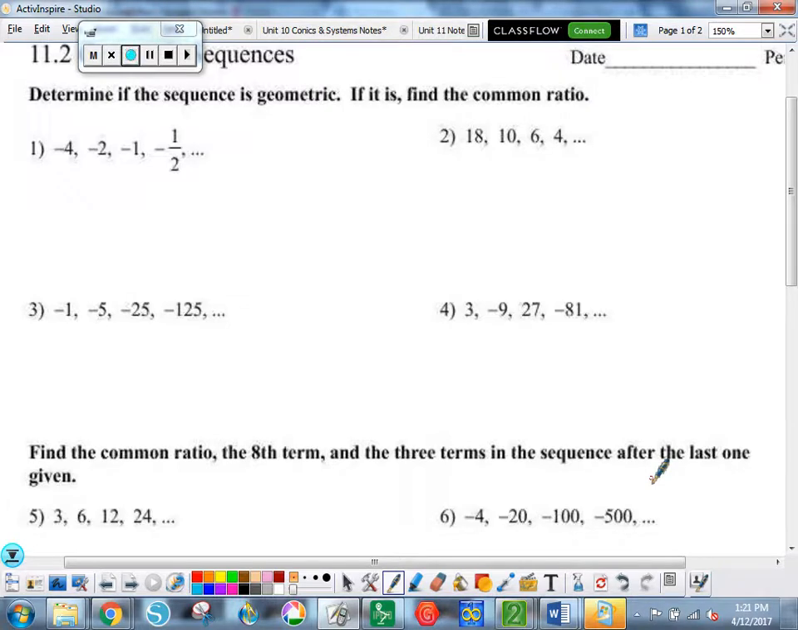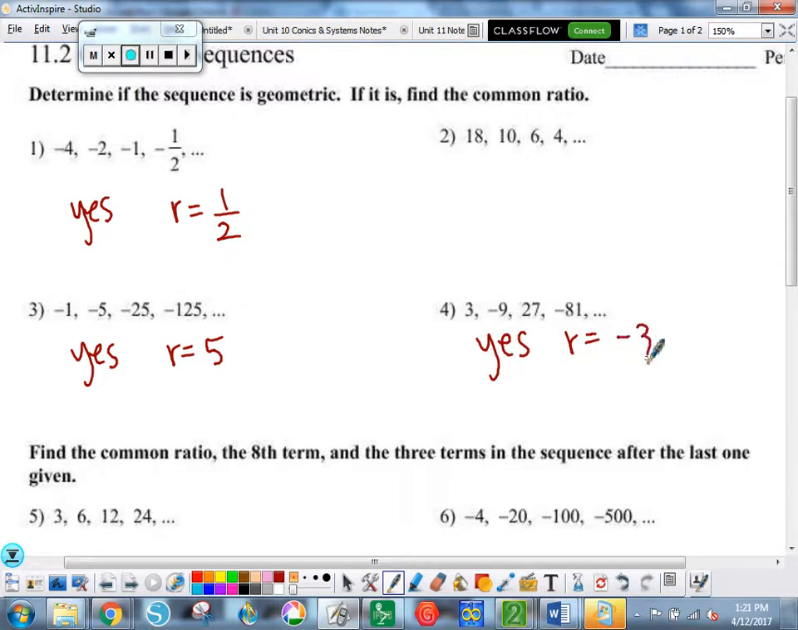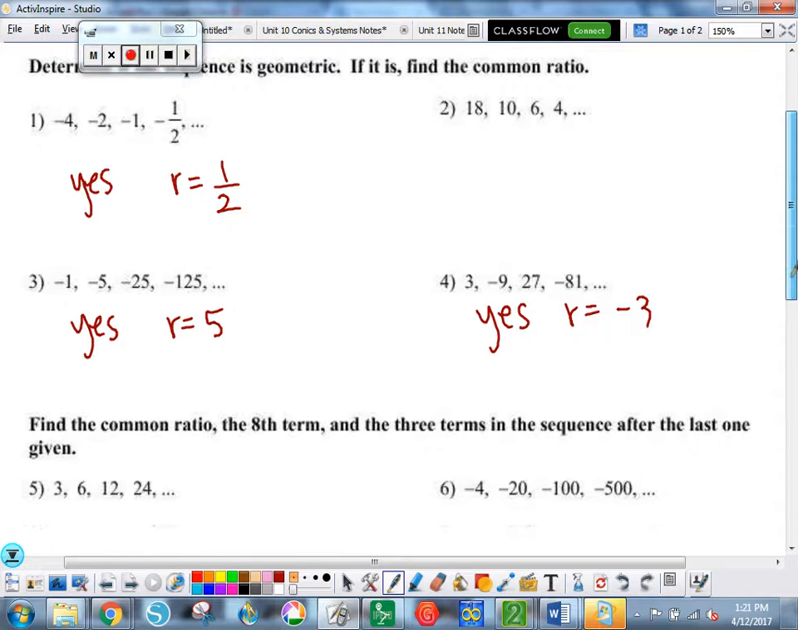Okay, what about number 1? Is it geometric? Yes? What's the common ratio? R equals 1/2. Okay, so instead of saying divide by 2, I'm saying 1/2, right? It's the same thing. Number 3, is there a common ratio? Yes? R equals 5. Number 4, is there a common ratio? Yes? R equals -3. We know it's negative because it flips back and forth. All right, let's look at number 5.